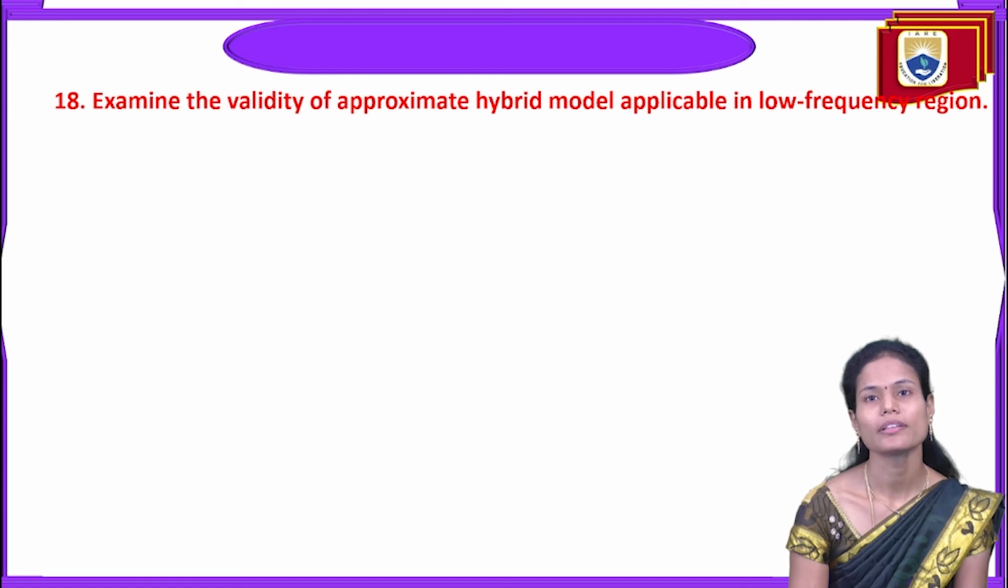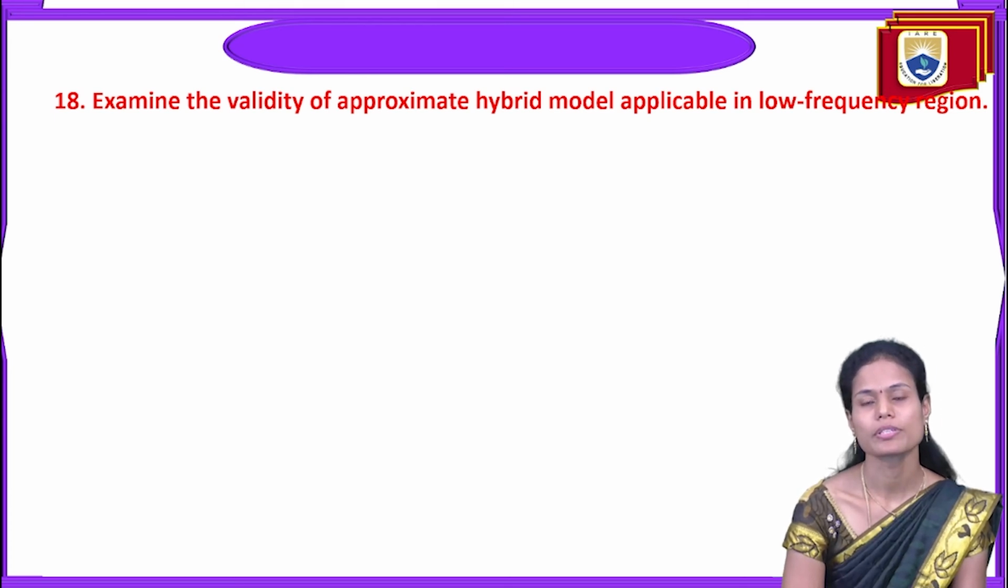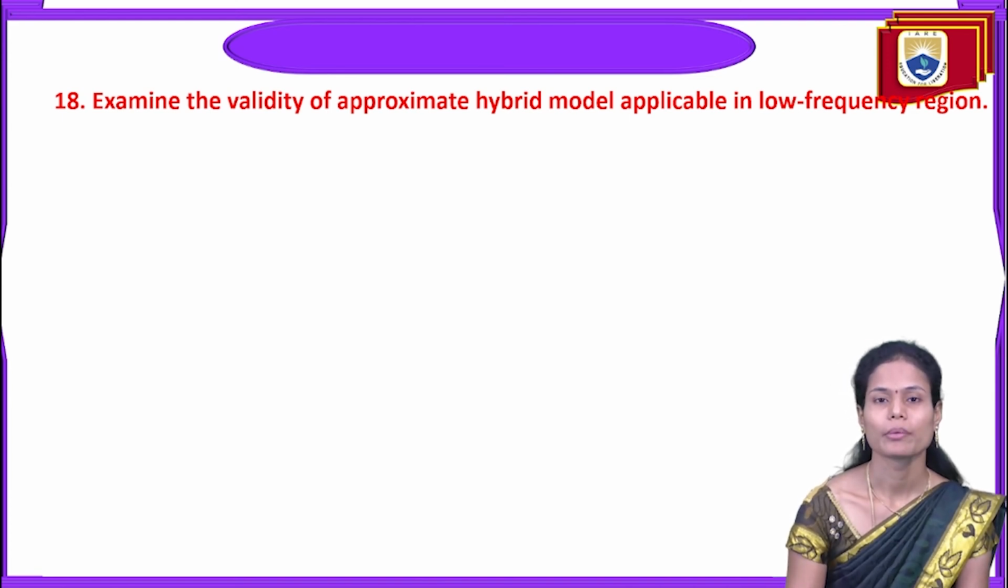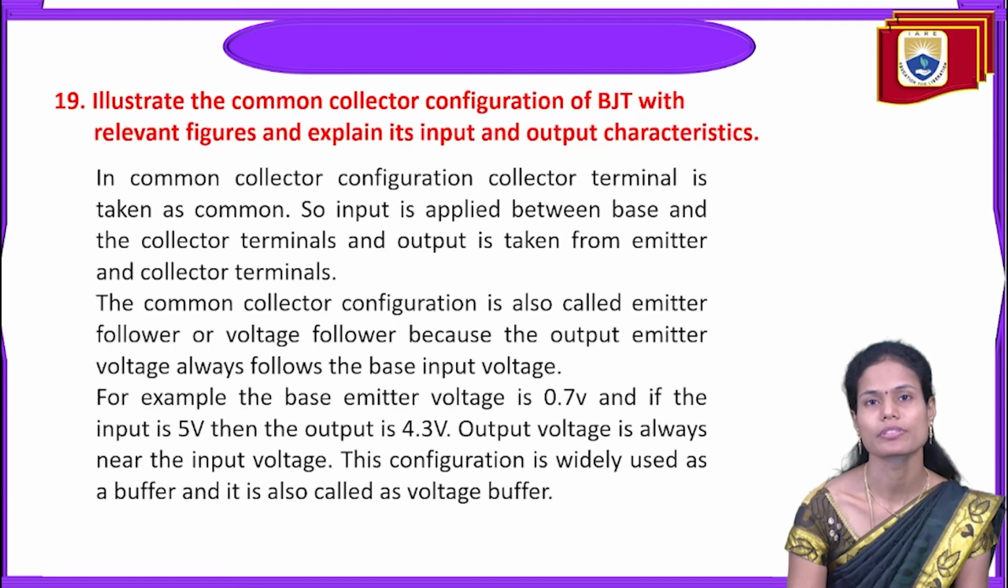Next, examine the validity of the approximate hybrid model applicable in the low frequency range. That is, how we can utilize this hybrid model in the low frequency region. Why? Because the AC low frequency model is for AC signals only. The DC signal must stay the same. AC signals here mean the frequency level is very low. That's why the hybrid parameter model is applicable only for low frequency signals.